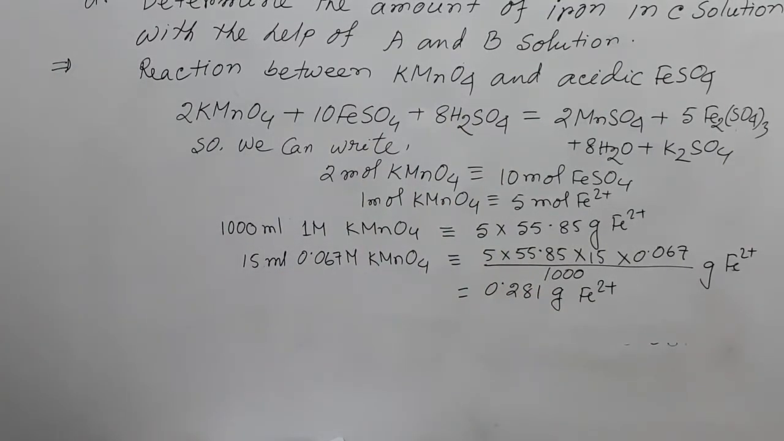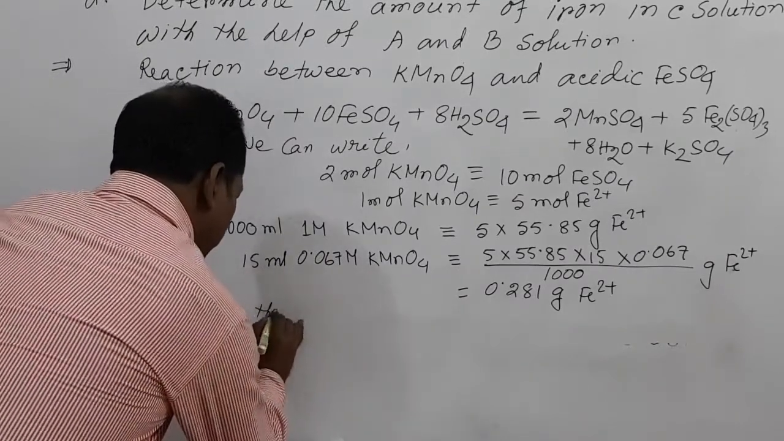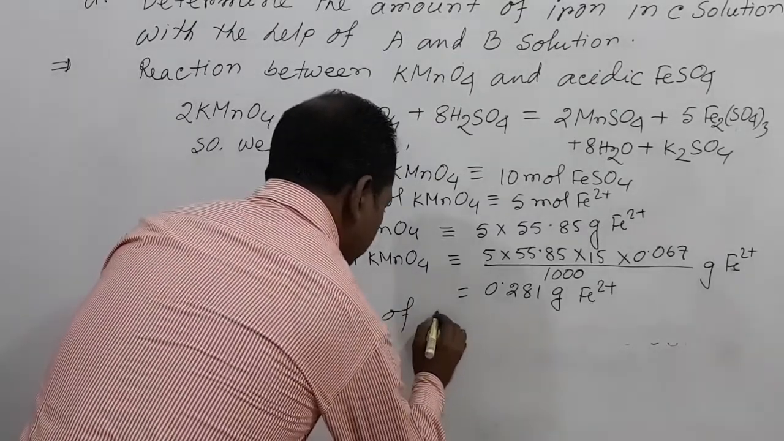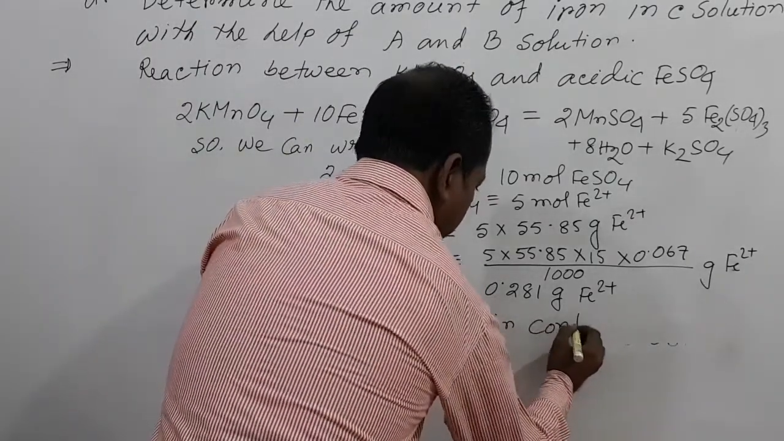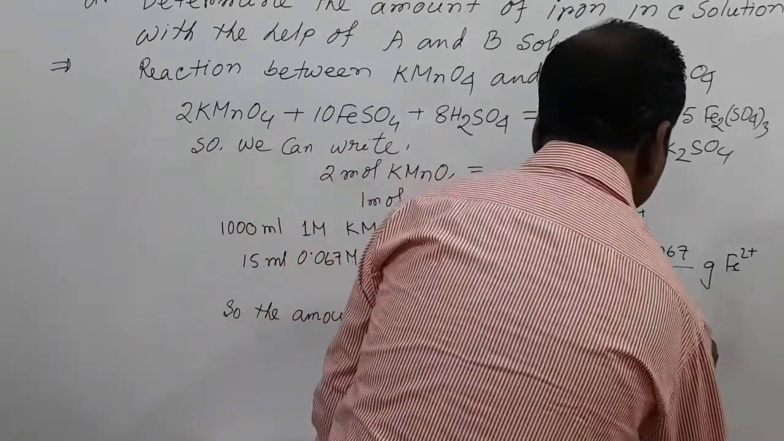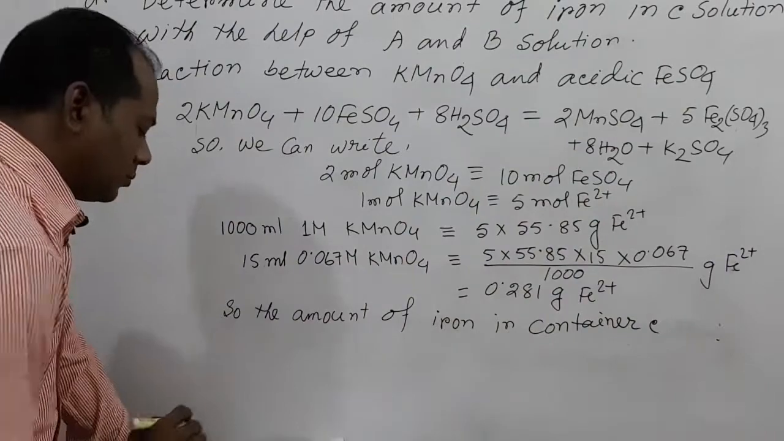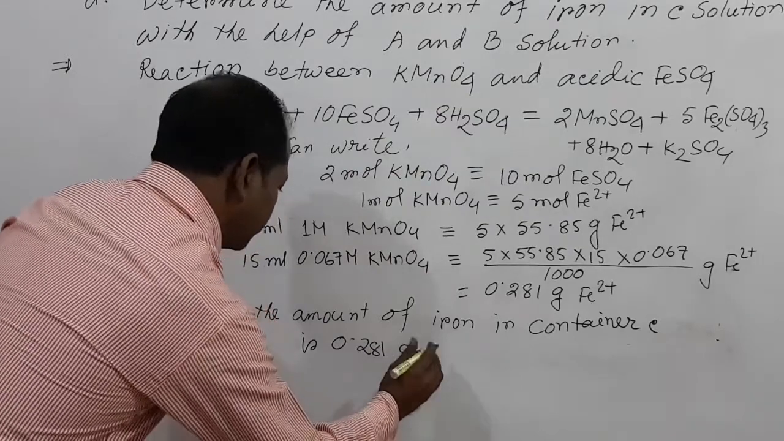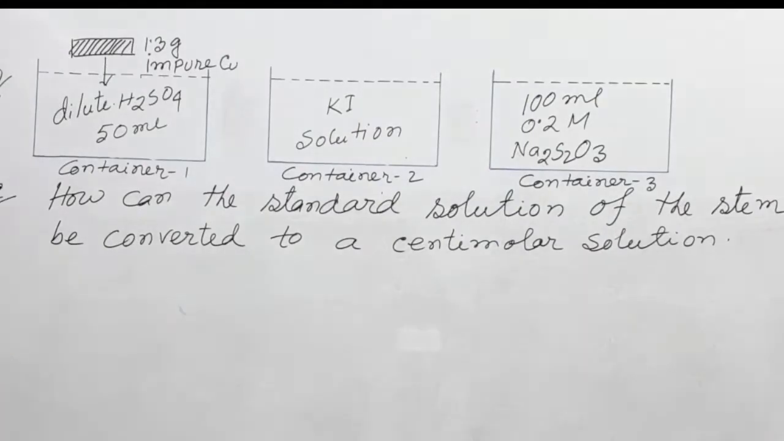So the amount of iron in container C is 0.281 gram. This is the answer. My dear students, this is our second stem.